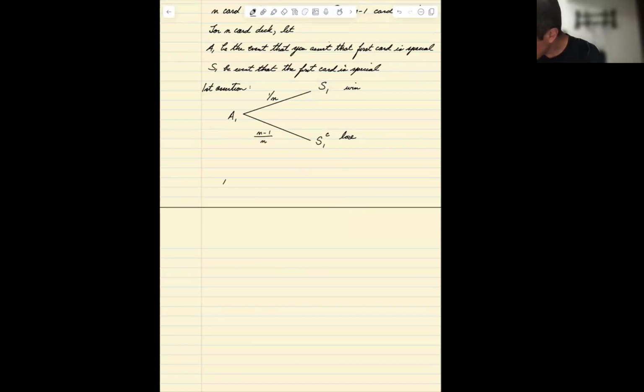Or we can assert that the first card is not special. With probability 1 over n, it will be special and we'll lose. And then with probability n minus 1 over n, it will not be special, and we'll be left in the case of an n minus 1 card game, which we know by the induction assumption, we win with probability 1 over n minus 1. This is the assumption.